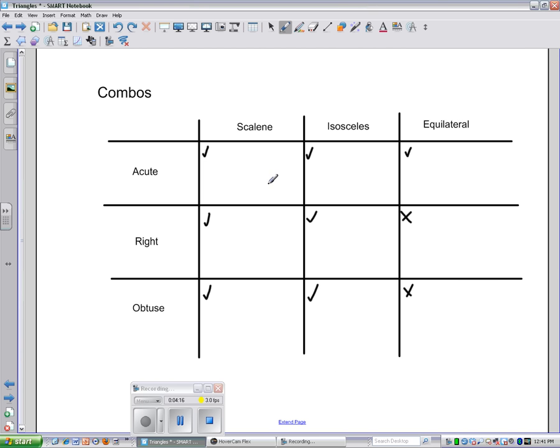All right, so try to fill in the blanks with your best examples of those types of triangles.